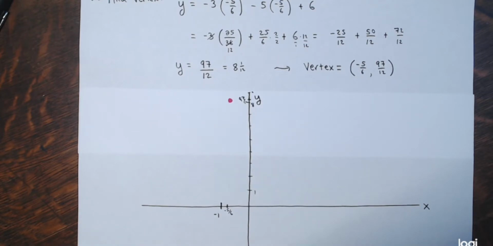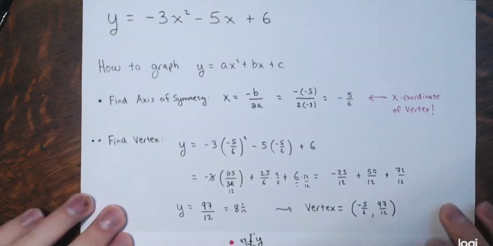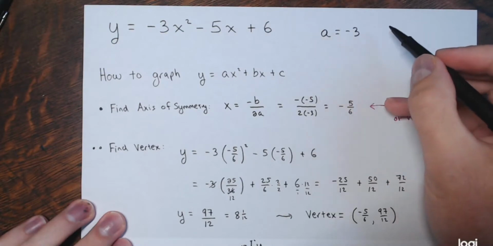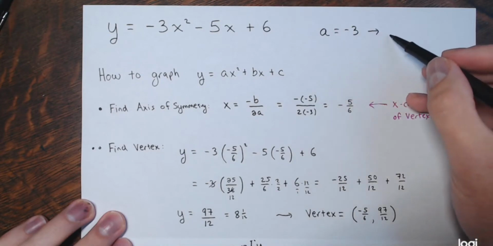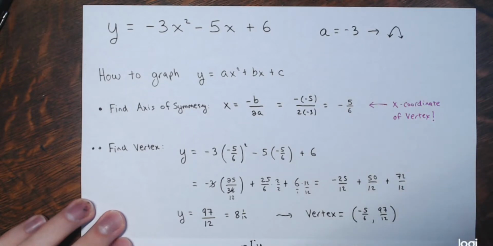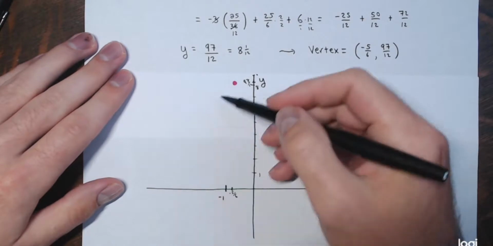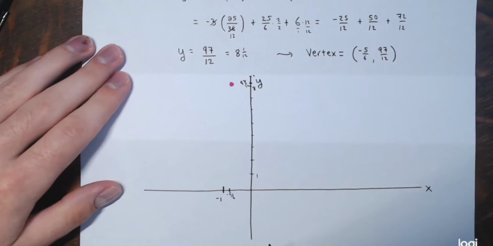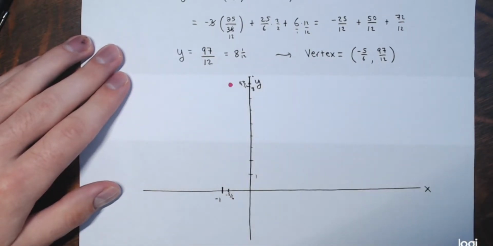Now remember, the value of a is negative 3 here. y equals ax squared plus bx plus c. So that means the parabola is going to be opening down, meaning it will have x-intercepts. If it were opening up, it wouldn't have x-intercepts. And that's the third part here.